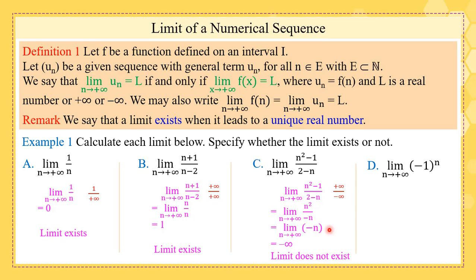And finally, we need the limit of negative 1 to the power n. Remember here we have to take two cases when n is even and when n is odd. Now if n is even, we get negative 1 to an even power, which is 1. And if n is odd, we get negative 1 to an odd power, which is negative 1. And in this case, the limit has two answers, which are 1 and negative 1. So it doesn't have a unique answer. That's why we can say that the limit does not exist.